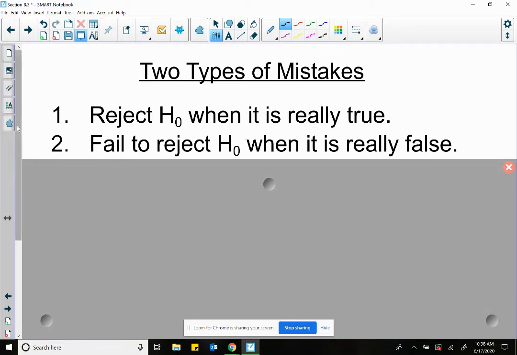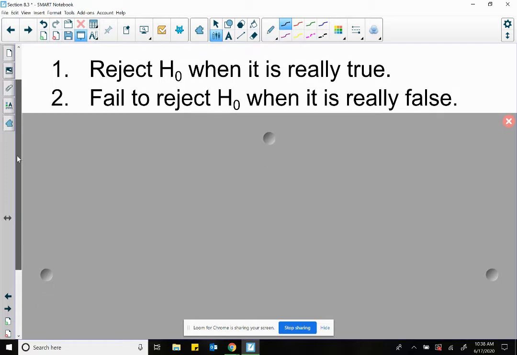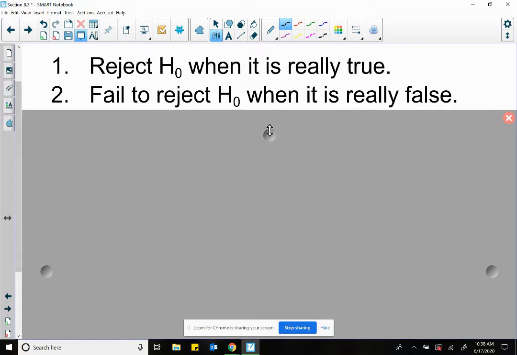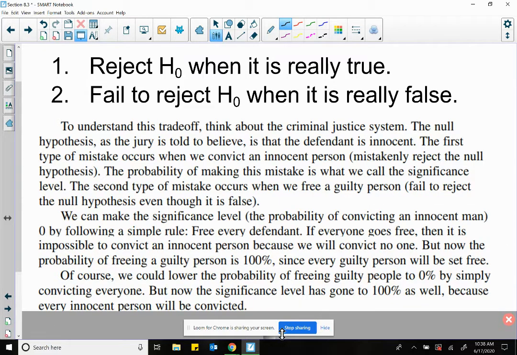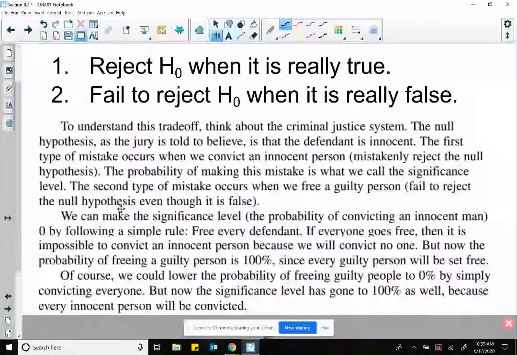The book does a really good job of explaining this give and take relationship. So I want to show you that example. It's really, really good. I mean, I copied this straight from the book because it explains it really well. So to understand the trade-off, think about the criminal justice system. The null hypothesis is the jury, okay? And we always know that as the jury, the defendant is innocent until proven guilty. So our null hypothesis is the defendant is innocent.